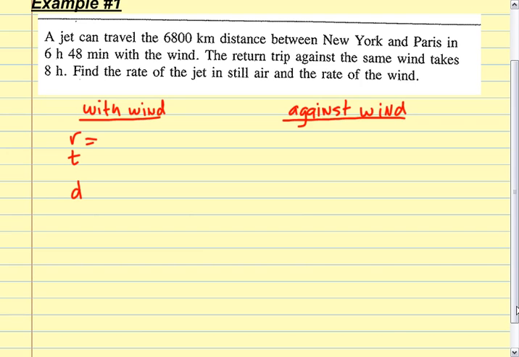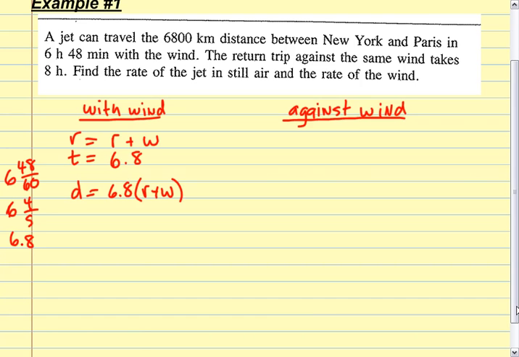we know that the rate is R plus W. We've got the rate of the jet plus the rate of the wind, because the wind is helping us. The time is 6 hours and 48 minutes. I'm going to change that to a decimal, and that's 6.8. You'll remember it's 6 and 48 sixtieths, and 12 goes into both of those, 4/5, so that's 6.8. And then the distance with the wind is going to be 6.8 times R plus W.